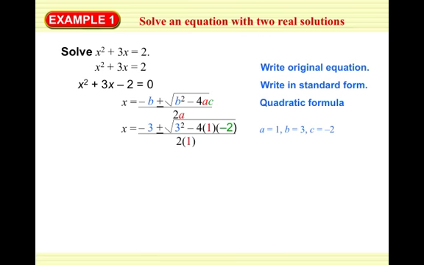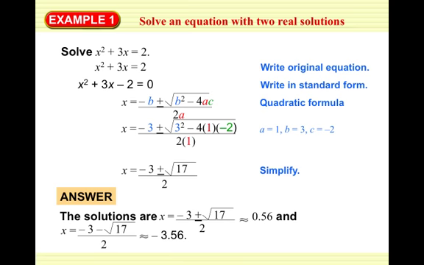So in this case, a is 1, b is 3, and c is negative 2. So we substitute in those values, and so we get x equals negative 3 plus or minus the square root of 3 squared minus 4 times 1 times negative 2 all over 2 times 1. So we need to simplify. So we're going to have 9 minus negative 8 in our radicand, and so 9 minus negative 8 is 9 plus 8, so we've got 17. So x equals negative 3 plus or minus square root of 17 over 2.